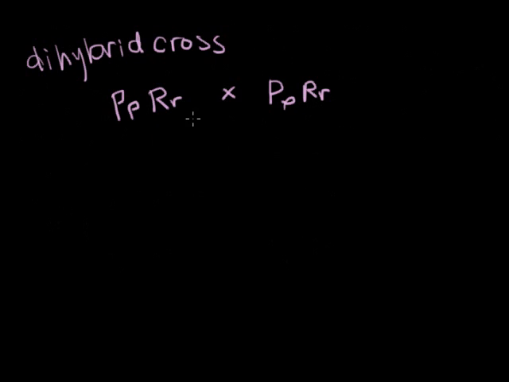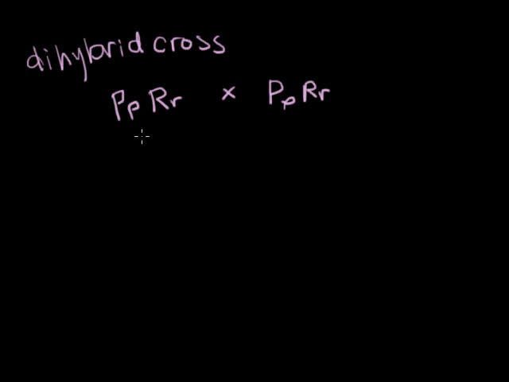What are the parents going to pass down? First you have to think, what are the parents going to pass down? Well, they're going to pass down one of each of these alleles, right? So they're going to pass down one P, which is either going to be dominant or recessive, and they're also going to pass down one R. One P and one R.